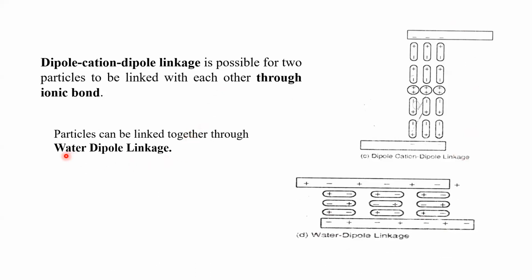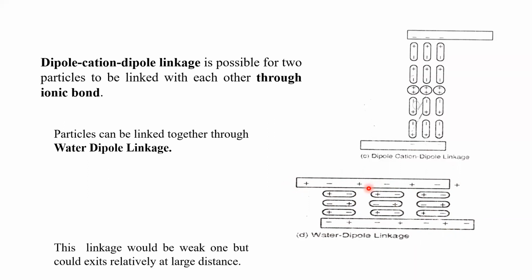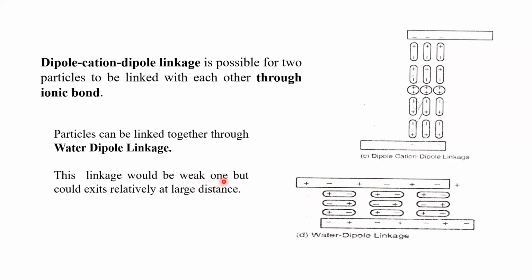We can see another point. Particles can be linked together through water dipole linkage. See, water dipole, as you know, the water acts as a dipole, and here different materials may be there, and how the dipoles are going to have a linkage with the different materials, different layers. This is different material, this different, and here water is there. So how the connections are going to take place, how the interparticle forces are going to work together to form a soil. The linkage would be weak, but could exist relatively at a large distance.